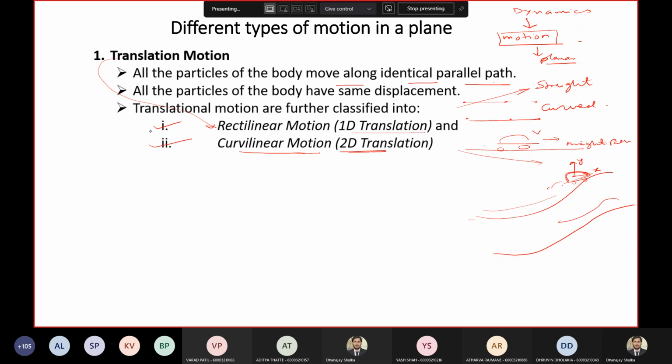Okay, so in the first half we are going to study the rectilinear motion, and in the second half we are going to study the curvilinear motion. Is it clear to you? Hello.